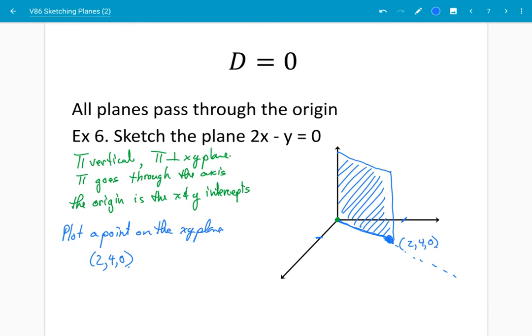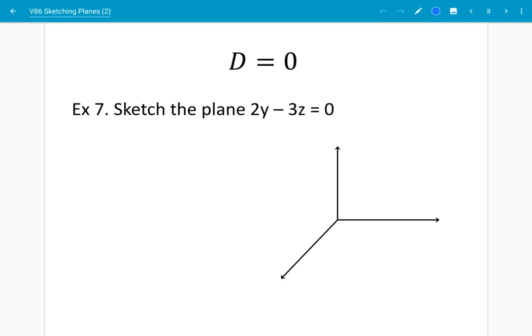Okay, so if one of the variables x, y, and z is missing, then you know the plane is going through that axis, the one that's missing, and you need to plot a point in the corresponding plane that's perpendicular to that, so the xy plane. So if there's no x and there's a y and the z, then you'd be plotting a point in the yz plane, and the plane would go through the x-axis and so on. Okay, so try that. Pause the video and give this one a try. Describe the plane and sketch the plane.